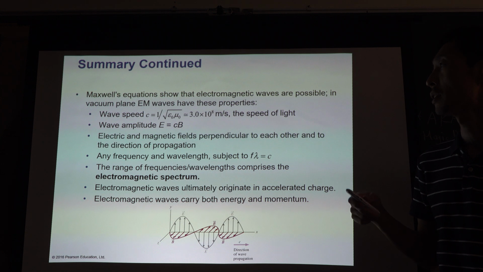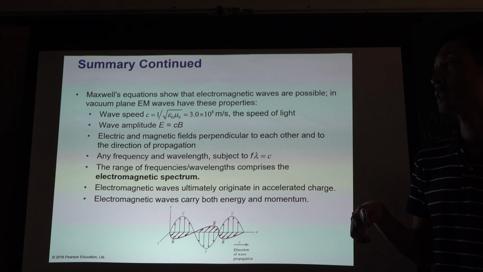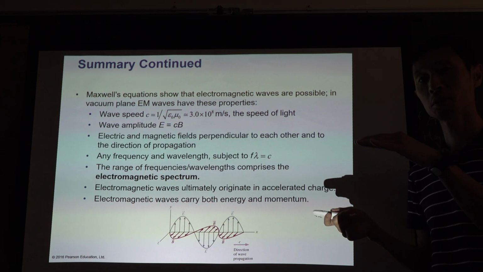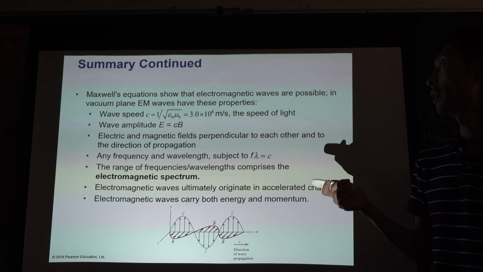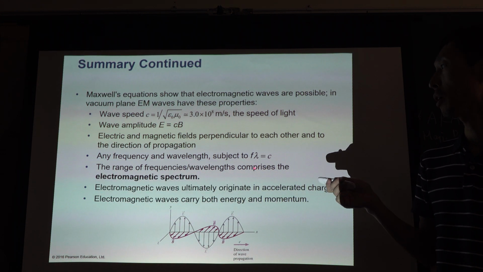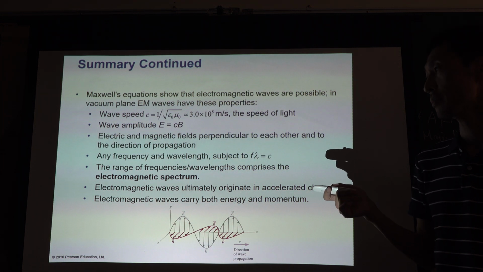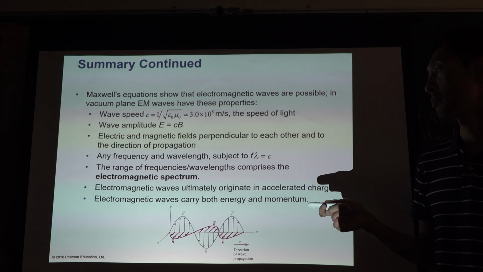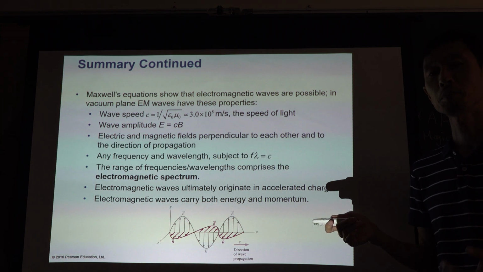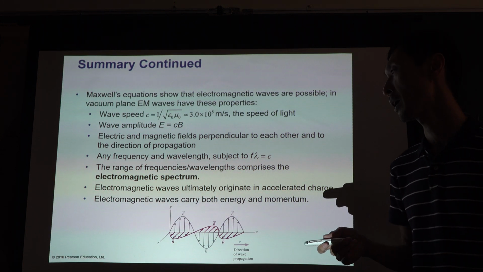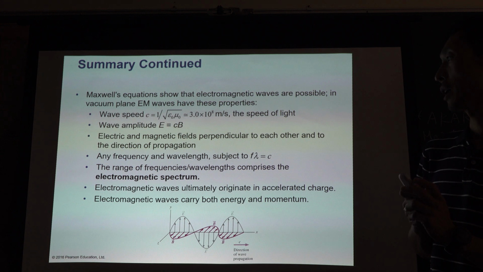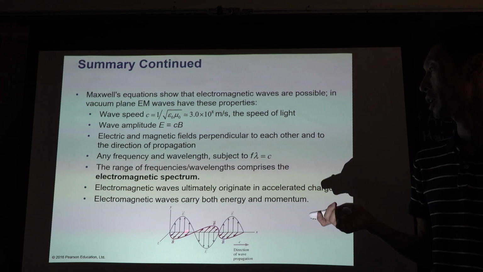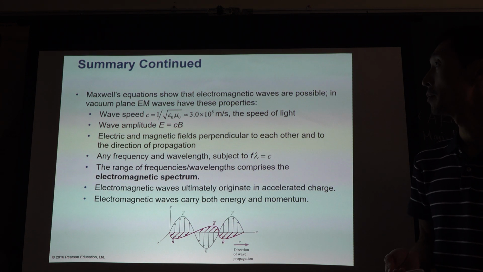And then in a vacuum, the speed of the wave is exactly the speed of light, 3 times 10 to the 8. And then we learned this relation, E equals CB. Electric and magnetic fields are perpendicular to each other, and the direction of propagation is also perpendicular. Frequency and wavelength follow f lambda equals C. The range of frequencies and wavelengths comprises the electromagnetic spectrum, from radio wave to optical, UV, X-ray, gamma ray. There's a variety of wavelengths and frequencies. EM waves ultimately originate in accelerated charge. EM waves carry both energy and momentum.